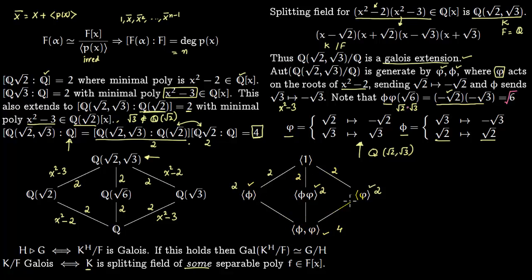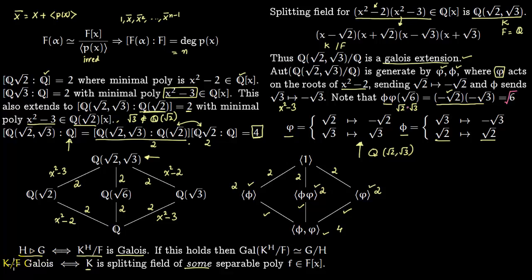So all 3 of these are normal. This is a normal subgroup of this. So H is a normal subgroup of this if and only if K_H over F is a Galois extension. You can check this is a normal subgroup of this, this is a normal subgroup of this, this is a normal subgroup of this. So all these are Galois extensions. So the rationals adjoined root 2 over the rationals is a Galois extension.